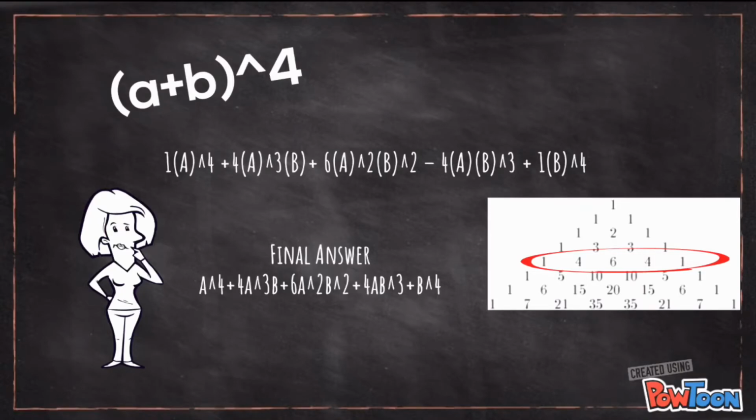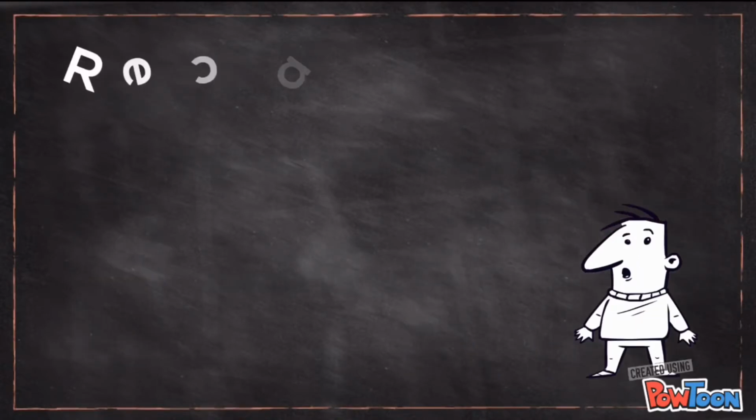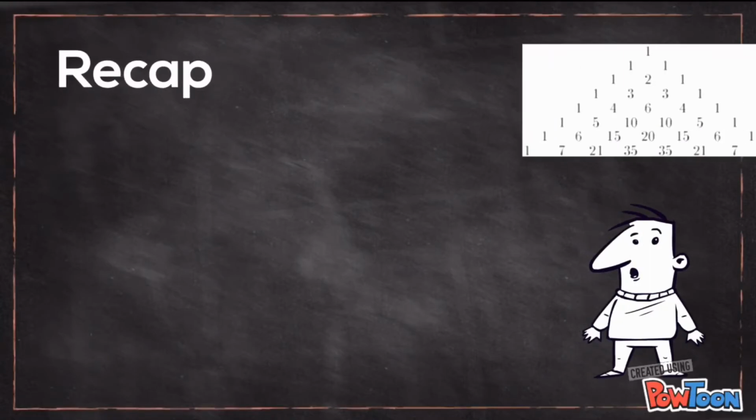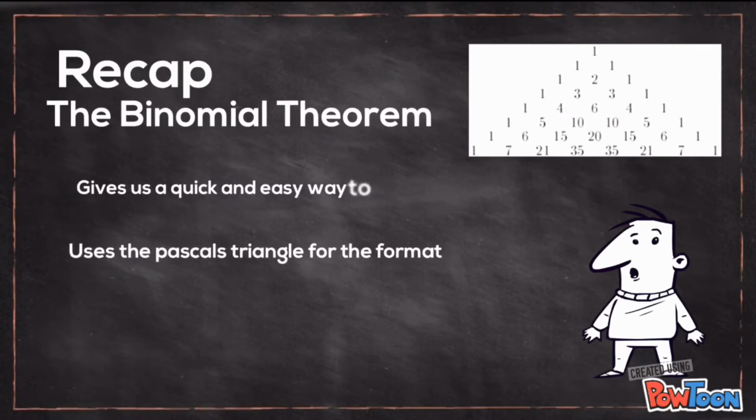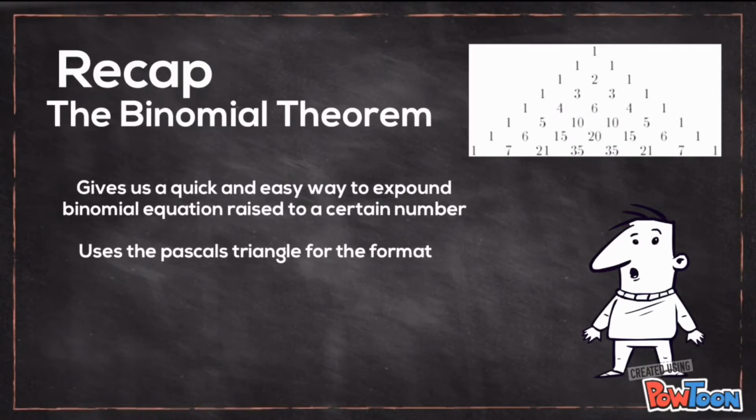Which then here we have the final answer: a raised to the fourth power plus 4a raised to the third power b, and so on. Now here's a recap. The binomial theorem gives us a quick and easy way to expand a binomial expression raised to a certain power. This uses Pascal's triangle for the format, and it is a plug and chug system. Okay, back to you, Ono.